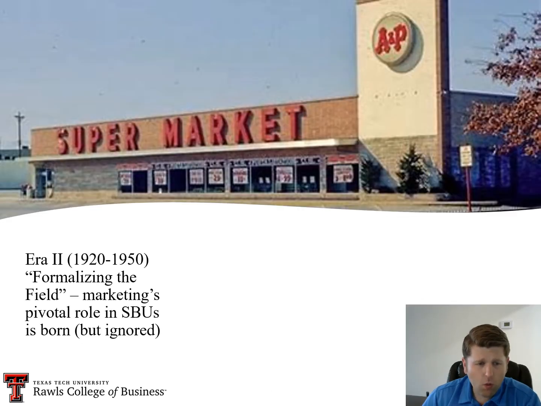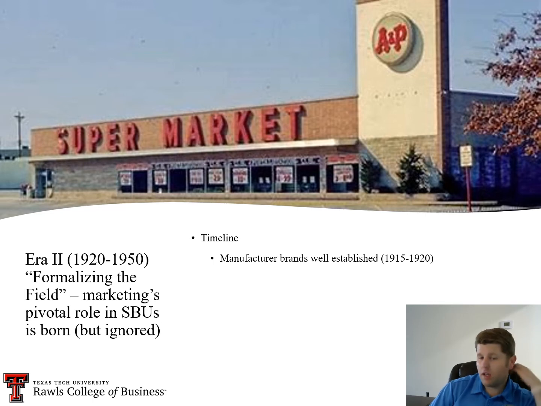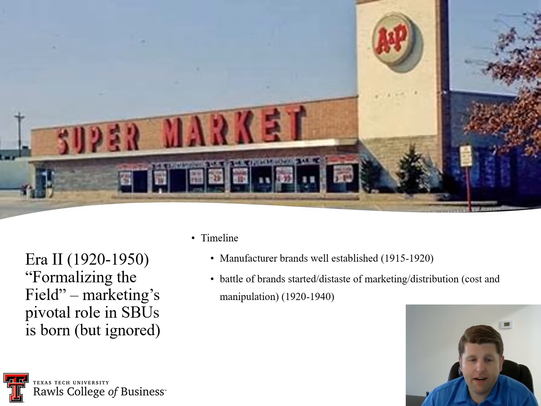Now, one of the key things during this time is that marketing was solidified. Its role as a strategic business unit is born. And the key thing to understand here is it's born, but it was ignored during this time. To give you a little bit of a timeline on this, manufacturing brands became well established. Brands that we know of today, like Procter & Gamble, became very well established during that time.